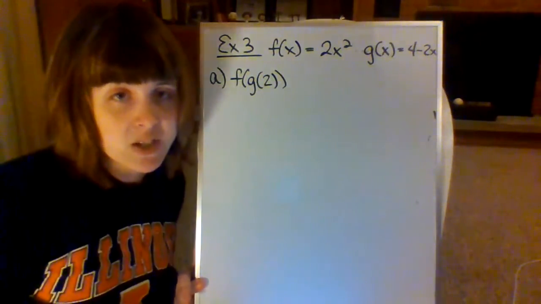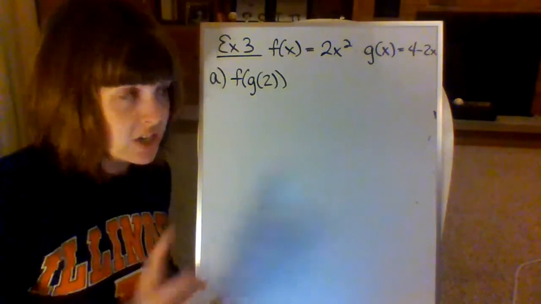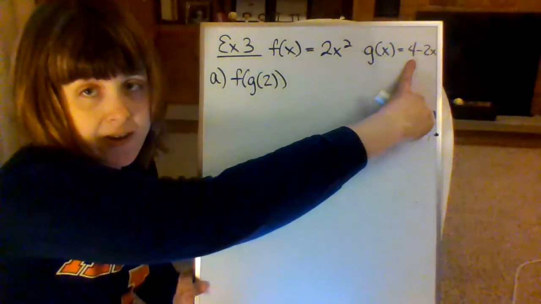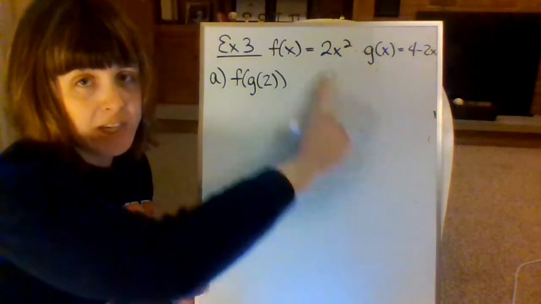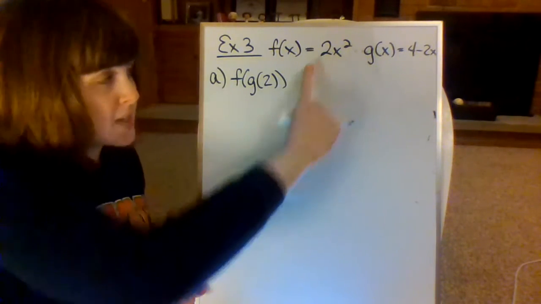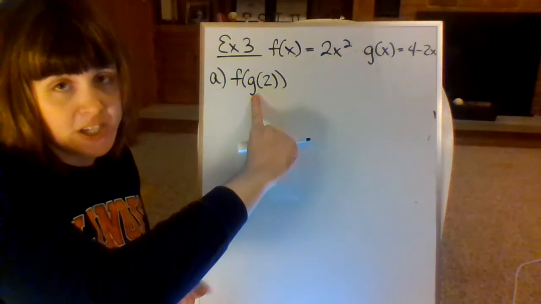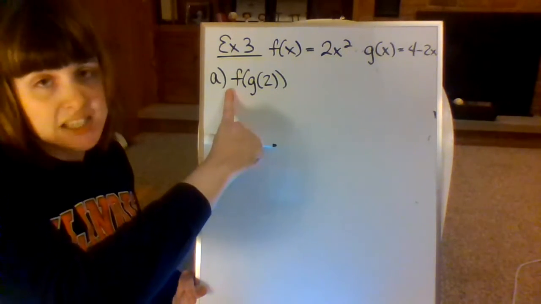So what that means is we're going to take 2 and plug it into the g function and get the answer. And once we get the answer, we're going to plug it into the f function. So you take 2 and plug it into g first, get the answer, then plug that into the f function.